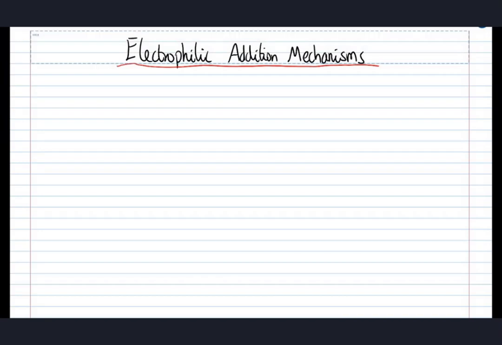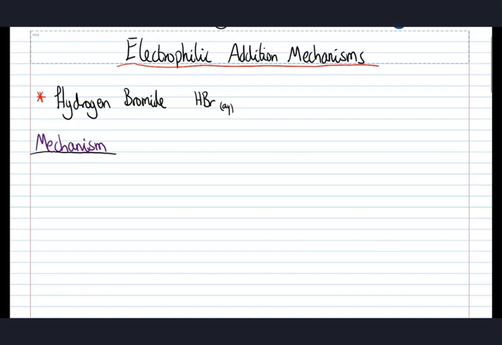Hello everyone, in today's video we're carrying on with electrophilic addition mechanisms, and now we are having a look at the electrophilic addition of hydrogen bromide. And as before, we have two things to look at with electrophilic addition. We need to have a look at the actual mechanism, and we need to have a look at the reaction conditions, because you can be questioned on both in the exam. So let's start with the mechanism.